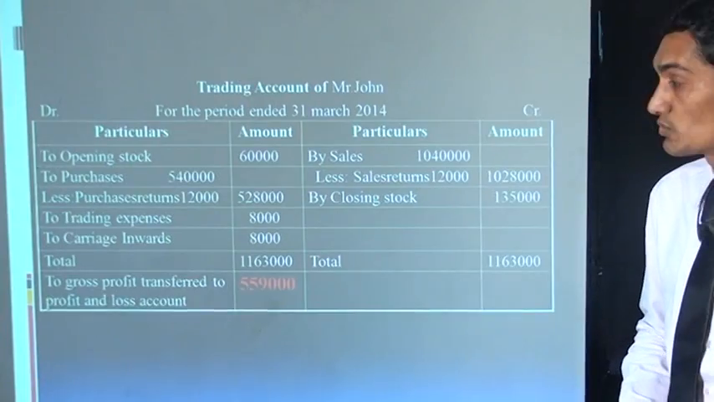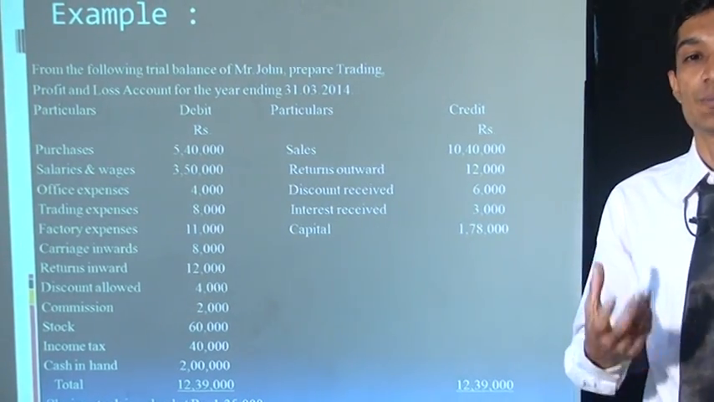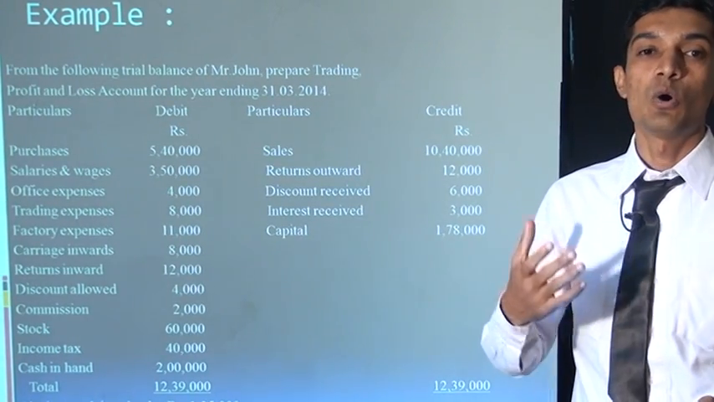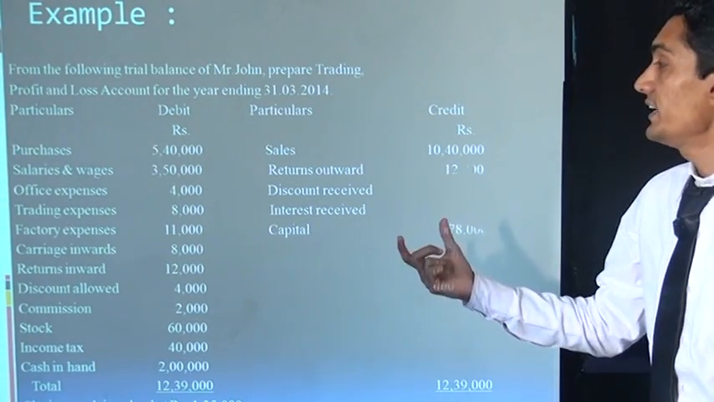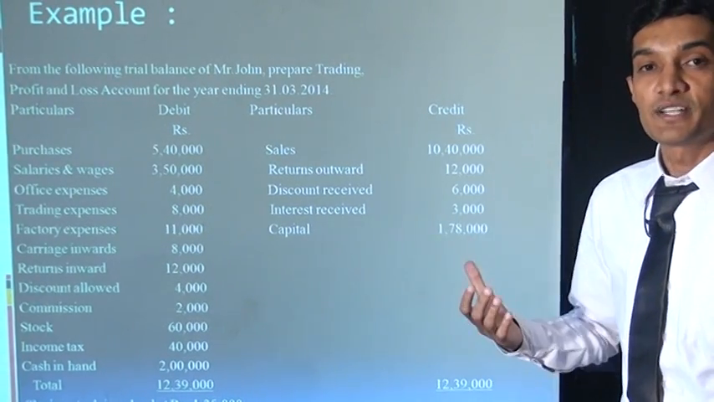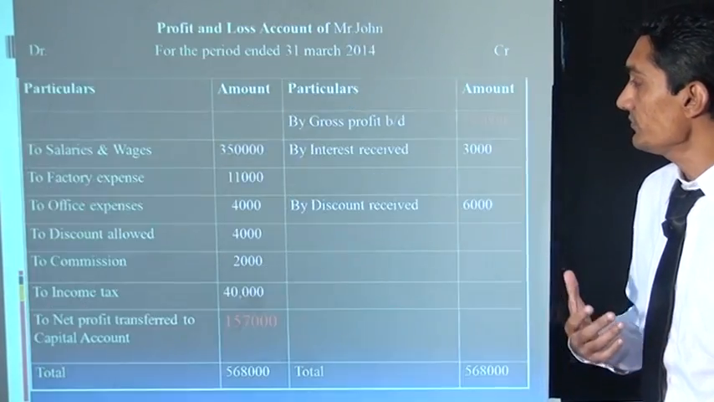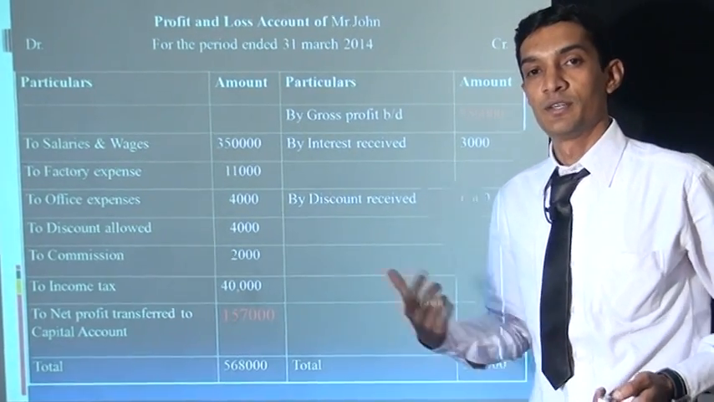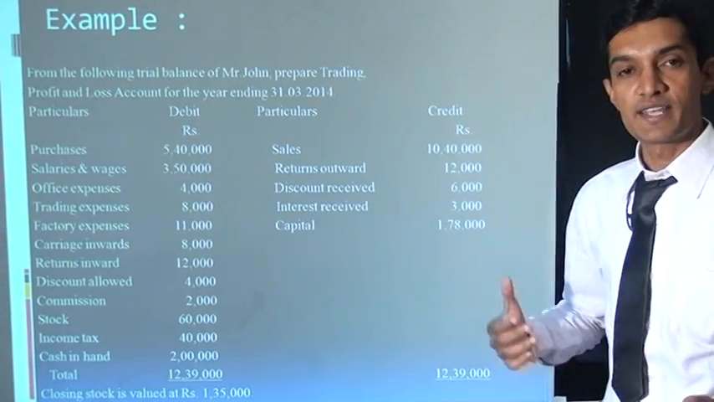Now what is the next transaction? Salary and wages. Salary is our expense. So in the profit and loss account, all expenses come on the debit side. So salary and wages go on the debit side of the profit and loss account. Salary and wages 3,50,000 rupees. It is our expense.